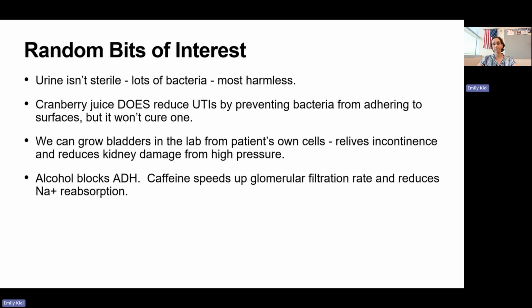And then caffeine is going to speed up your glomerular filtration rate. So you're going to have more pressure there, pushing more fluid into that tubular fluid, or that filtrate. It's going to reduce sodium reabsorption. And so there is the potential for that to lead to increased urination and dehydration. Though I hear various things about whether your coffee is helping you keep hydrated. I'd say at this stage, stick with your water.